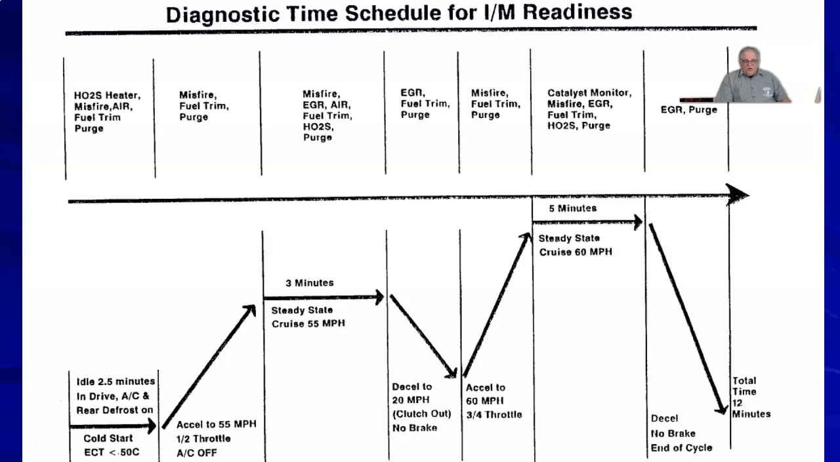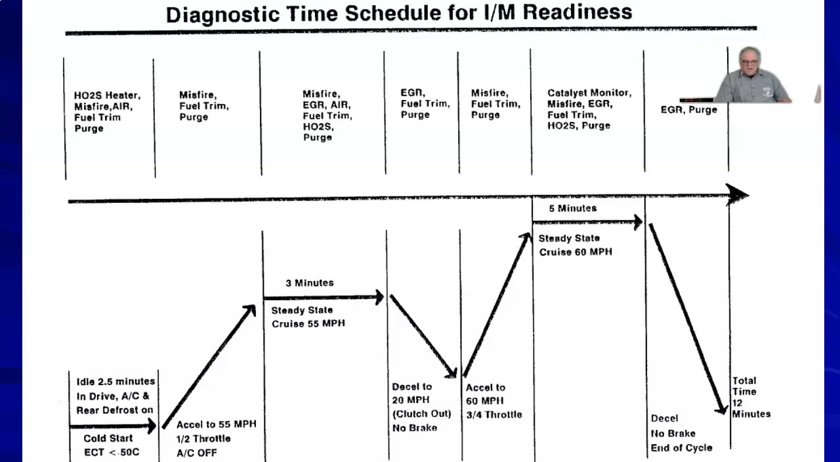1, the engine has to be cold. It has to be less than 120 degrees or 122 degrees. That's your 50 degrees centigrade. You're going to start it up, idle it 2.5 minutes with the AC on, with the rear defogger on. Now, shut the AC off, shut the rear defogger off, accelerate up to 55 miles an hour at about half throttle. You can hold 55 miles an hour for 3 minutes, then take your foot off the throttle, allow it to decelerate down to 20 miles per hour, don't hit the brake.